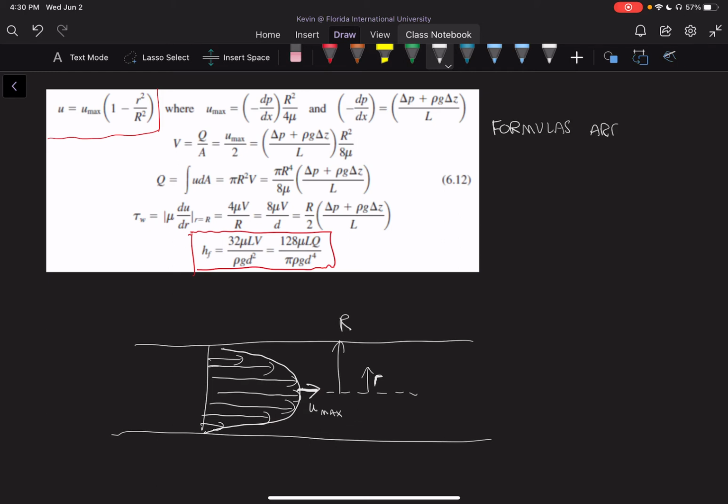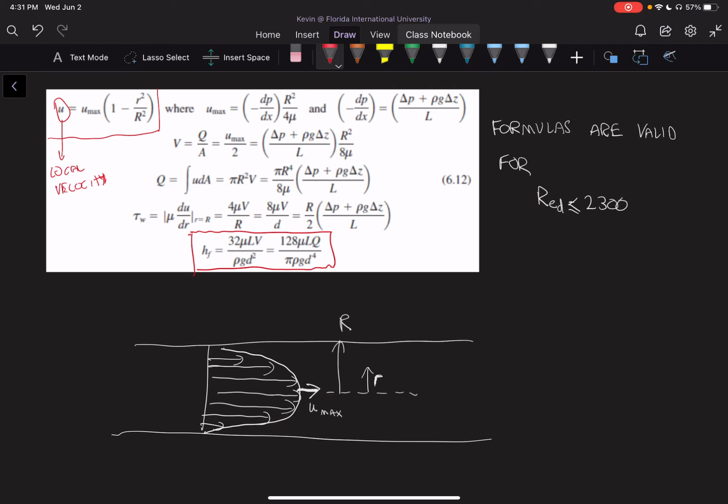So all these formulas are valid for Reynolds less than or equal to 2,300. So if we have Reynolds of less than 2,300, we can use all these formulas. Okay, so this term u here is also called our local velocity. Okay, so what can we do with this?